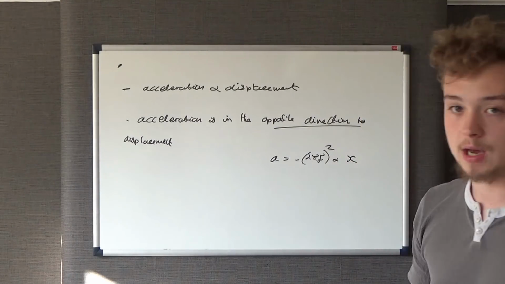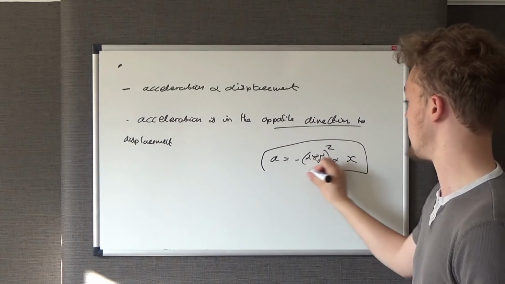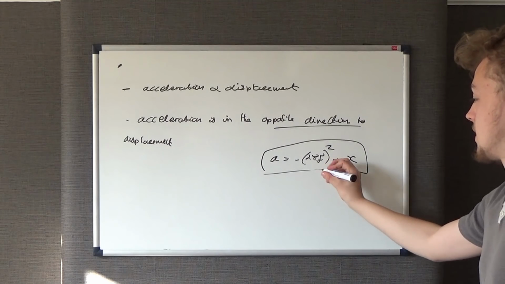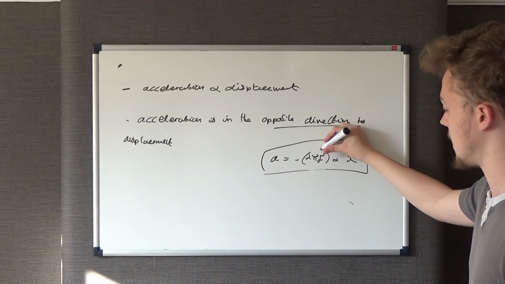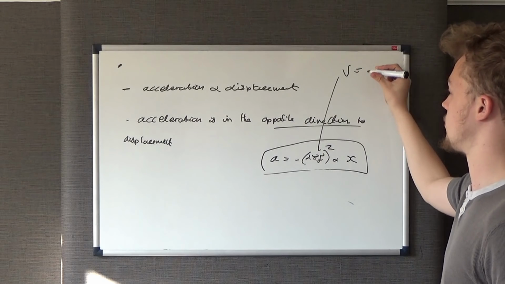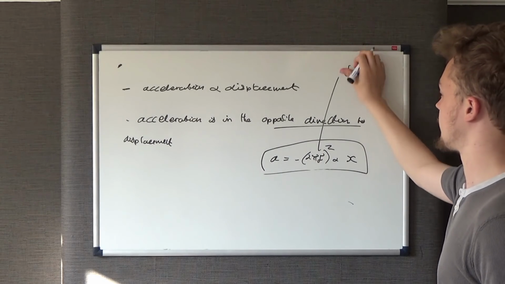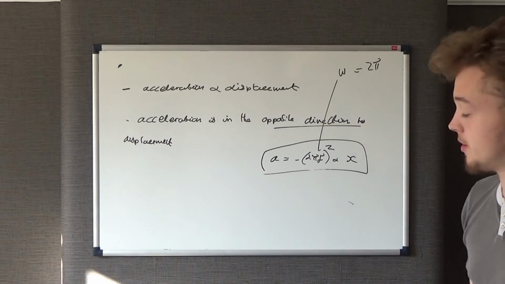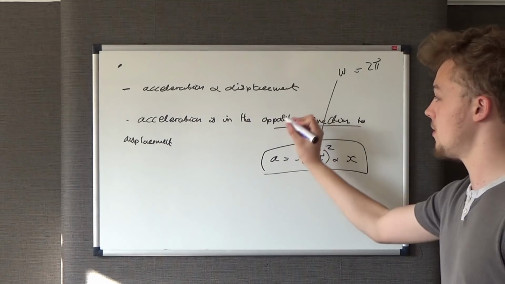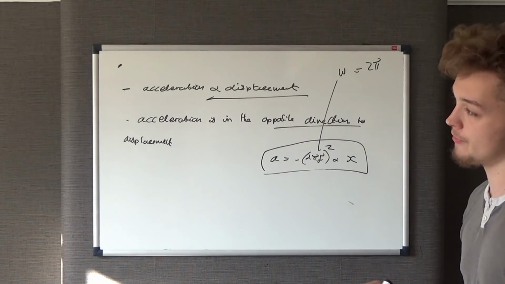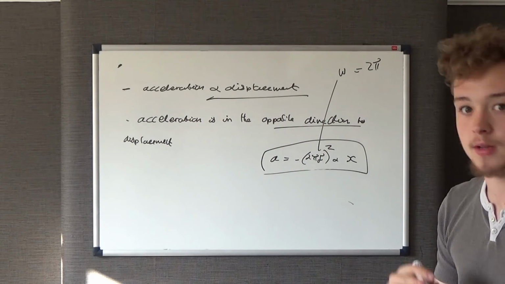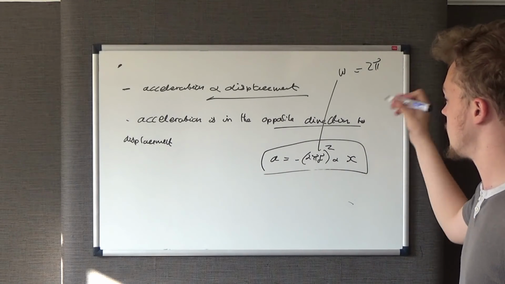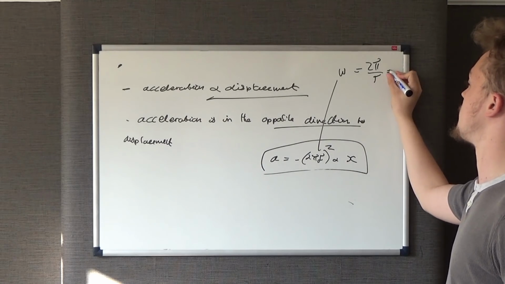Times x. Now, the (2 pi f) squared, you could change that to 2 pi over T, and that comes from the angular speed. So basically acceleration is the angular speed squared times displacement, because acceleration is directly proportional to displacement, and you could say the constant of proportionality is the angular speed squared. You just need to be able to understand what that equation says. The angular speed is 2 pi over T, or 2 pi f.